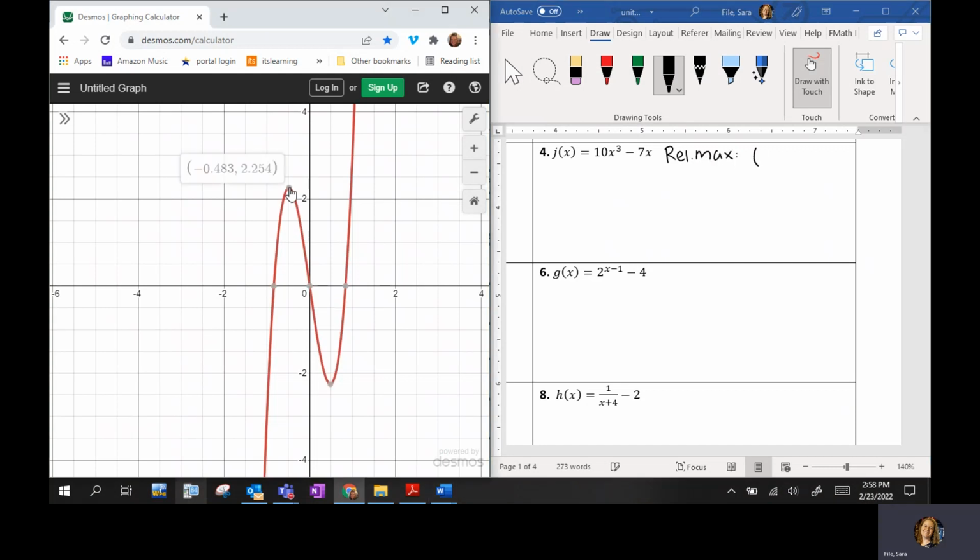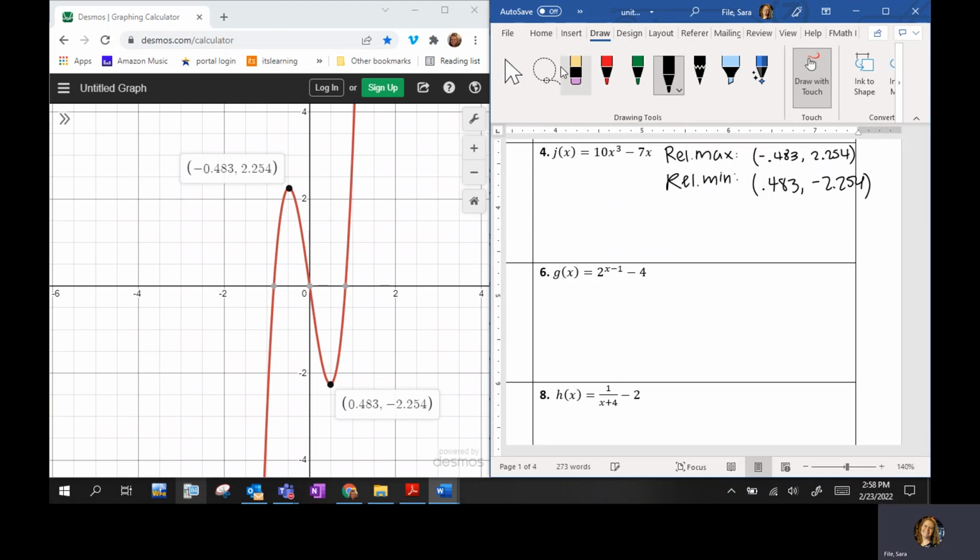Let's see where that is. Click on that so we can see those points. So the relative maximum is at negative 0.483, 2.254. And then there is a relative minimum at 0.483, negative 2.254.